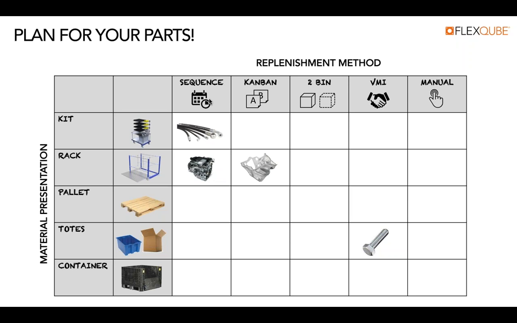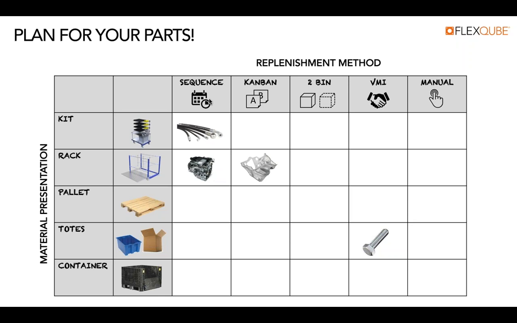Then we have a 2-bin system. That means that, for example, if you have an assembly line, you have 2 bins of the same part. So you have part A and part A, you have it presented twice. And when one is empty, that is a trigger to replenish a new one. So you will always make sure that you have at least one full pallet at the point of consumption.